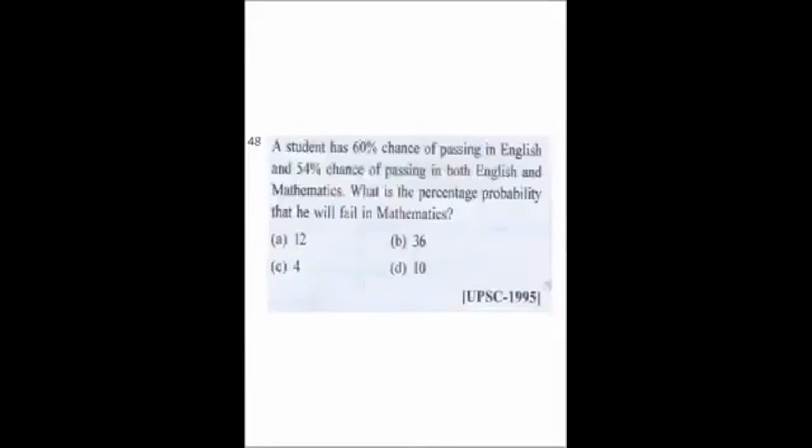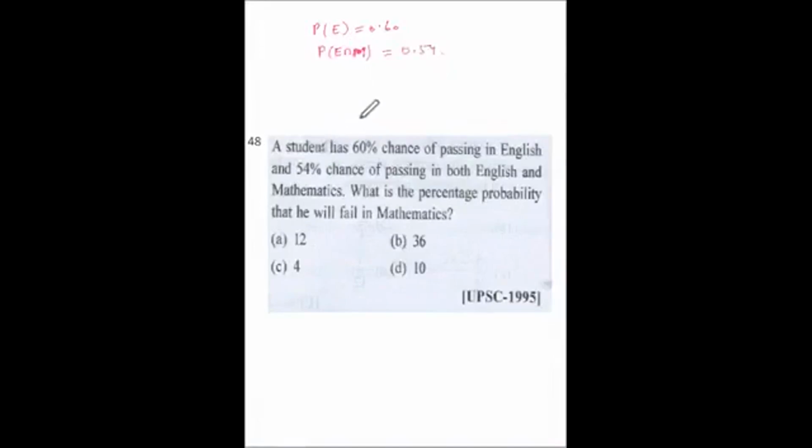A student has 60% chance of passing in English and 54% chance of passing in both English and mathematics. So in English, probability of passing is 0.60, and for English and maths both, so intersection is there. This is equal to 0.54. What is the percentage probability that he will fail in mathematics?